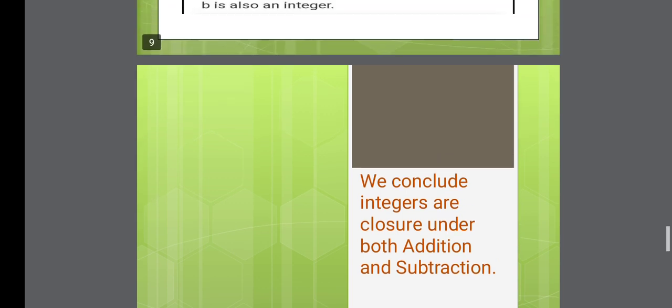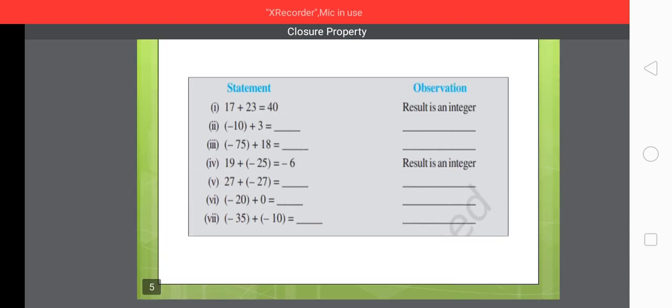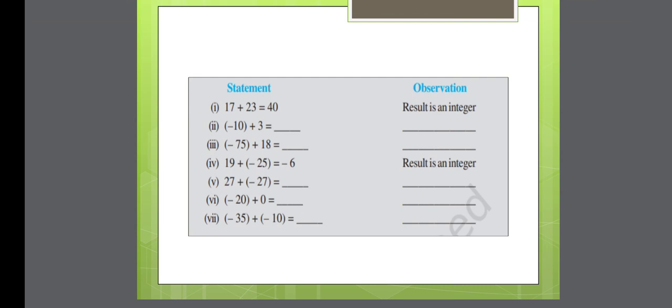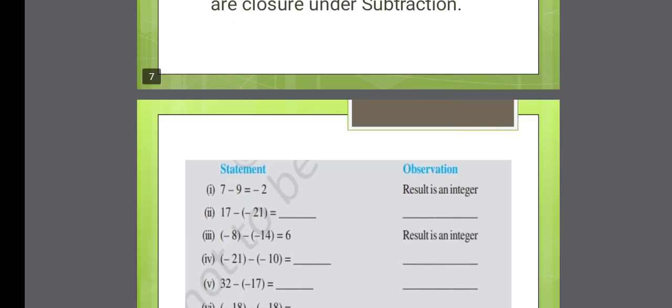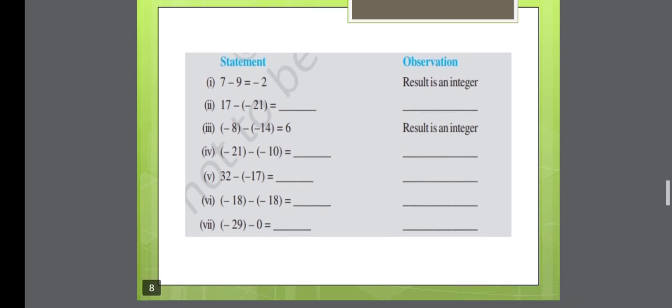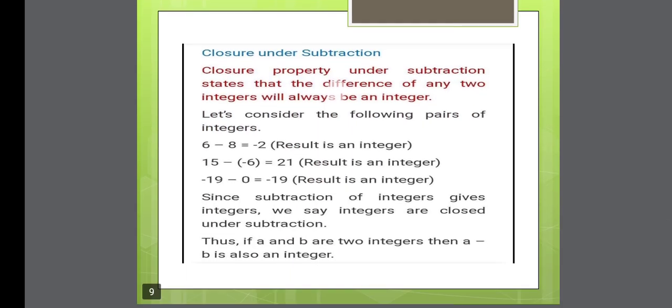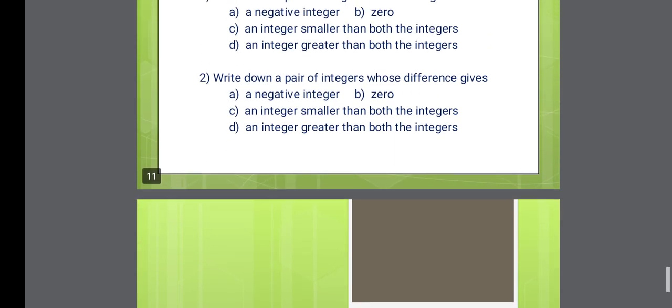So from what we have seen till now, we can conclude that integers are closed under both addition and subtraction, because in the case of addition, all the results we got are integers, and again in the case of subtraction, the results we got are integers. So finally we can conclude that integers are closed under addition and subtraction.